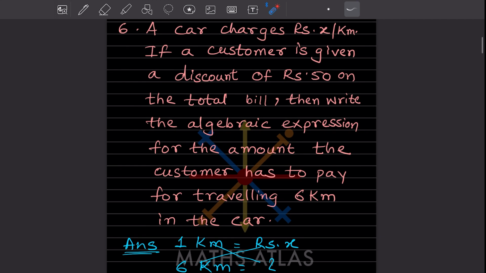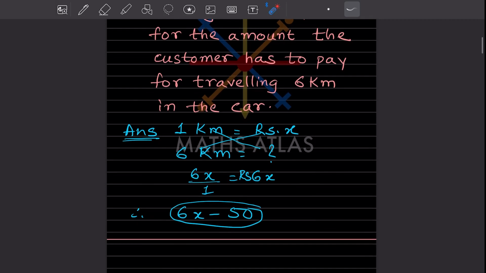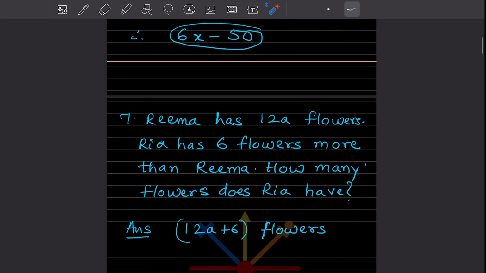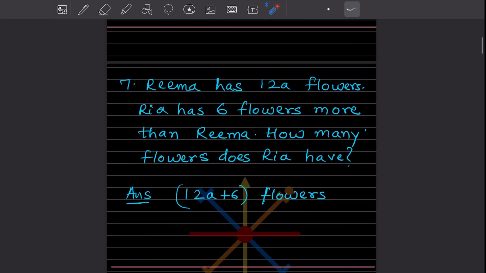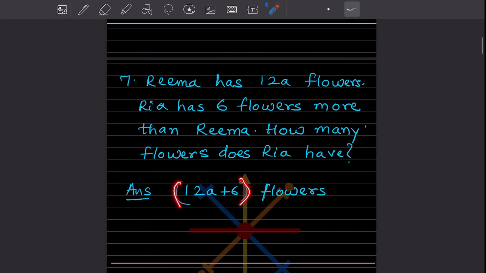But then this is not done. Then they said a discount is given of 50 rupees. So you have to subtract. This is 6x. From there, you have to subtract 50. Hope you got it. Then the next question says that Rima has 12a flowers and Ria has 6 flowers more than Rima. So 12a, and this is more than Rima, means you are going to add plus 6. Okay, so 12a plus 6 flowers. And this should be written in brackets because there are two terms. So brackets are very important.